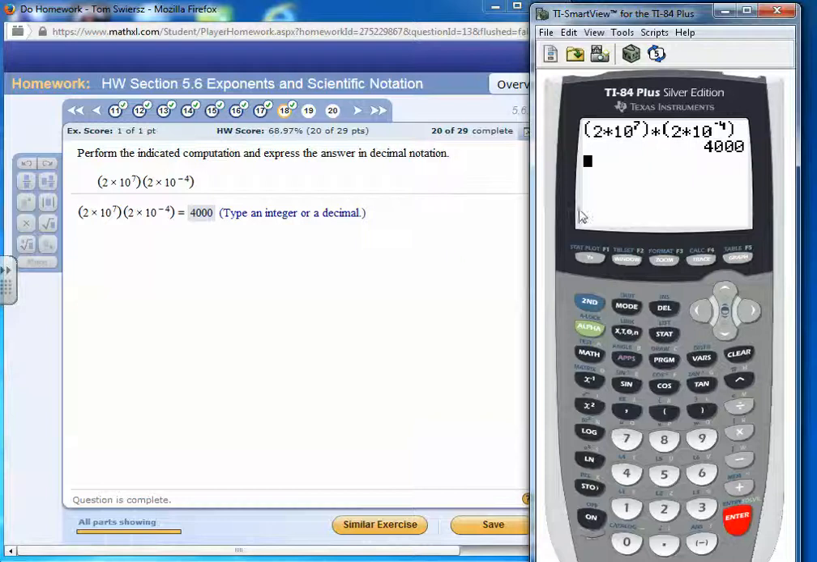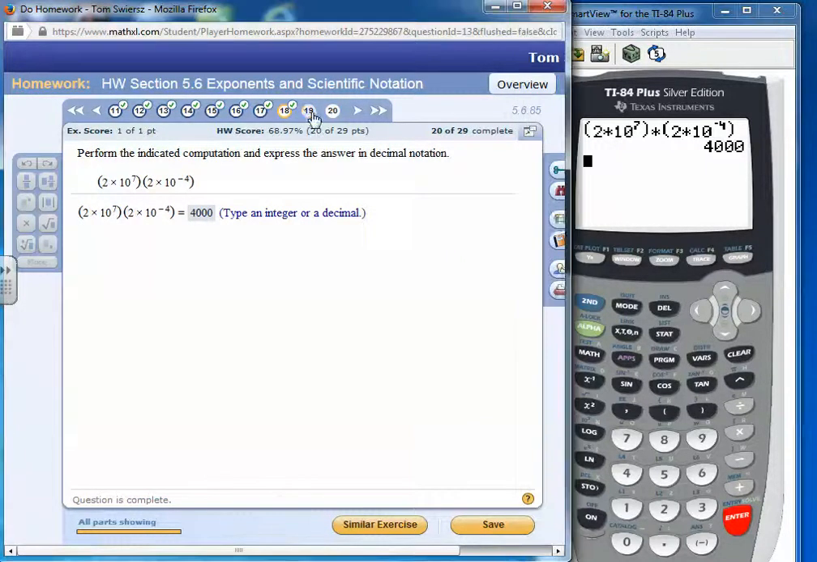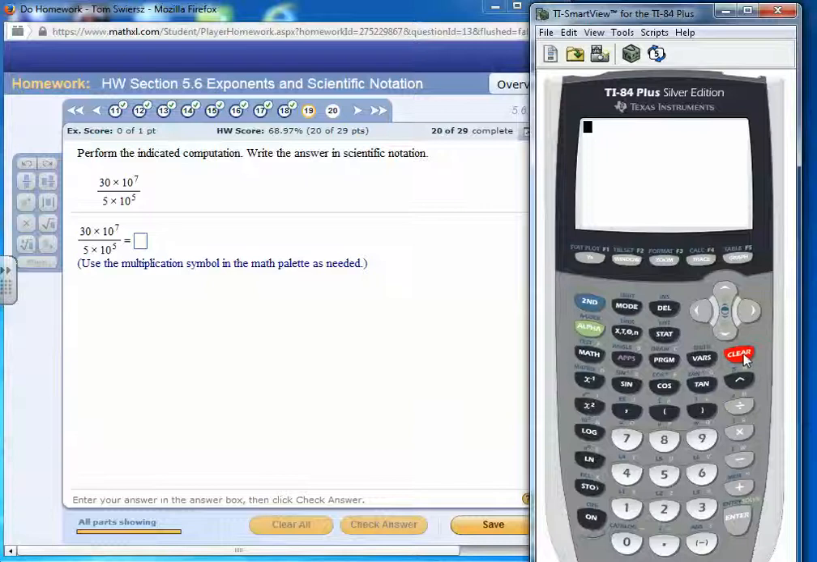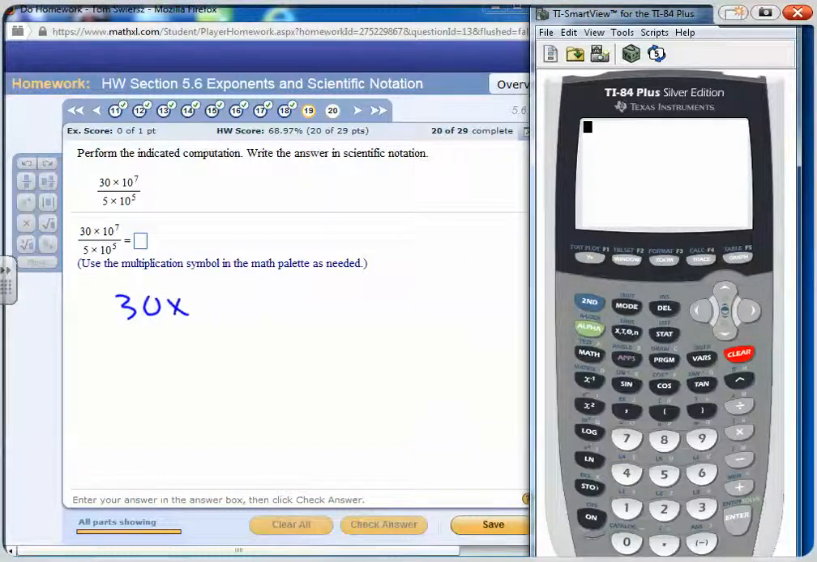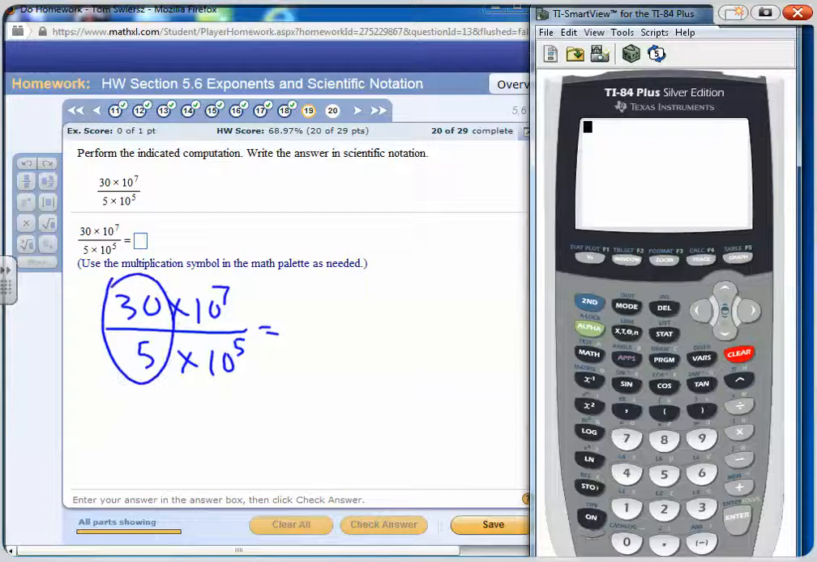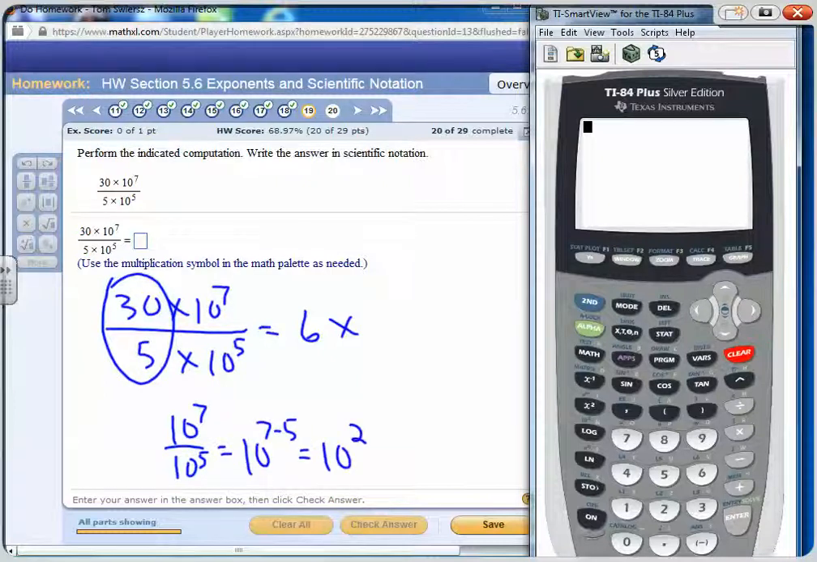Okay? So now we can also do these on the calculator. Number 19 we can also do on pencil and paper and on the calculator. This one you're going to divide. Fraction means division, so divide the two decimals. 30 divided by 5 is 6. 10 to the 7th divided by 10 to the 5th, same base. Remember, when you're dividing, you subtract the exponents. So 7 minus 5 is 10 squared. So it'd be 6 times 10 squared.